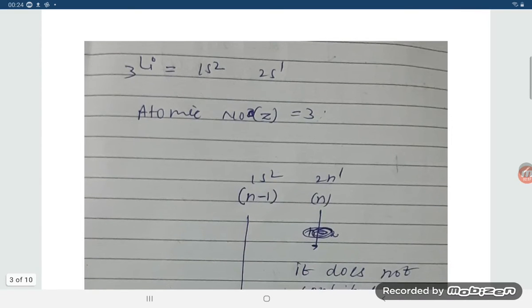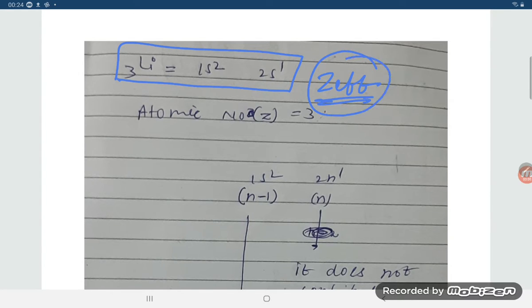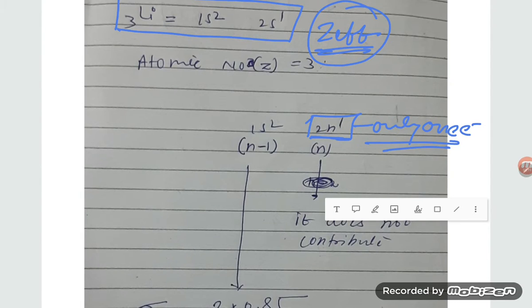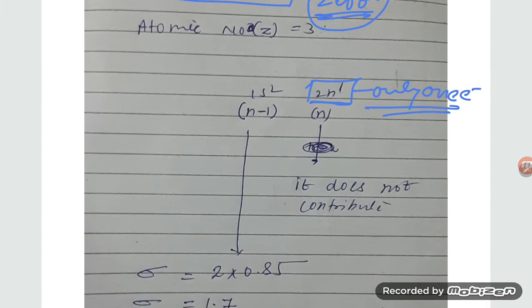Now let us see, for the lithium atom, we are going to calculate the effective nuclear charge, Z effective. Effective nuclear charge means actual force of attraction. The configuration is 1s2 2s1. The last electron is only one electron, so it does not have any shielding effect. We are going to calculate the screening effect for this electron only, so it does not contribute to the screening effect.